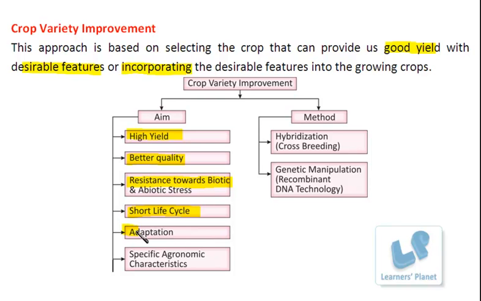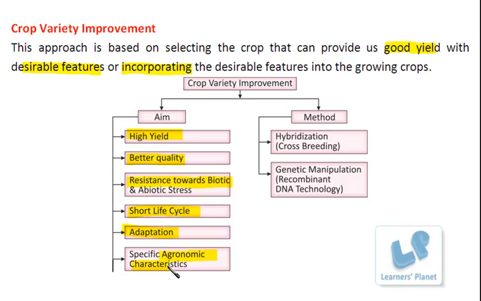Then comes the adaptation. These plants should have wide adaptability to fluctuating conditions. See, each crop has a particular type of requirement for its growth. And in countries like India, of course, there are varied climatic conditions in different regions, in different zones, right? So those crops should be selected which can be grown in different sets of environmental conditions, right? They should be able to adapt to these fluctuating conditions, and if this quality is there, the production can be increased.